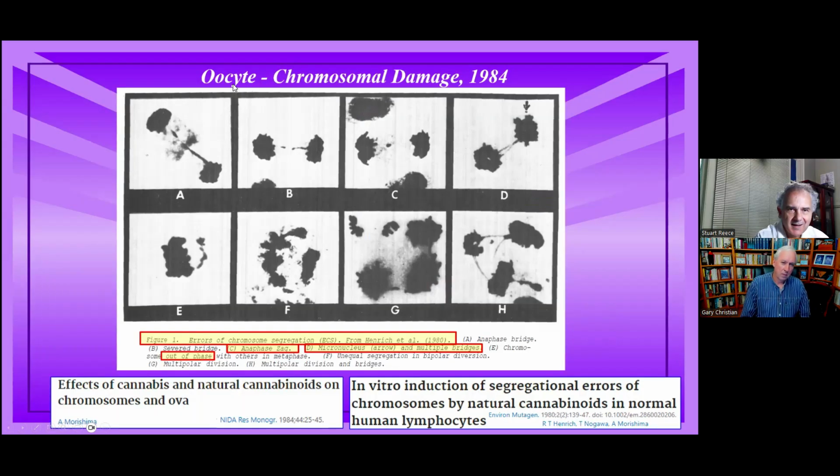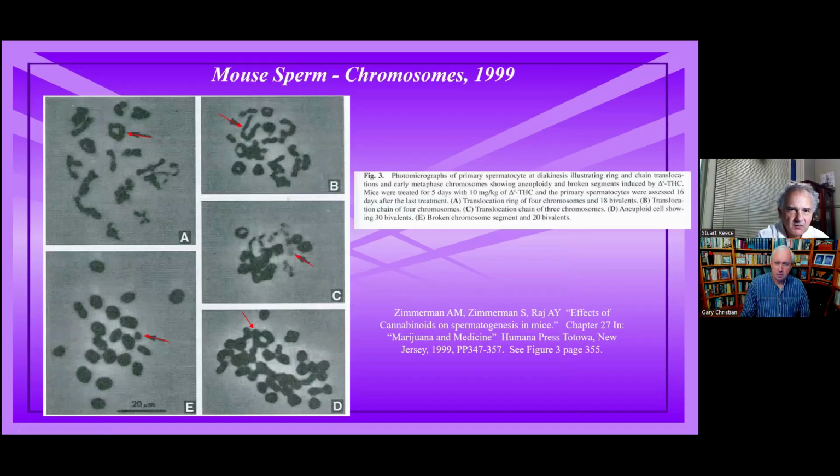That's ova. So that's the egg cells and lymphocytes. So that's tomorrow's generation. Now this is mouse sperm. That's the eggs in the female. This is the sperm in the male.